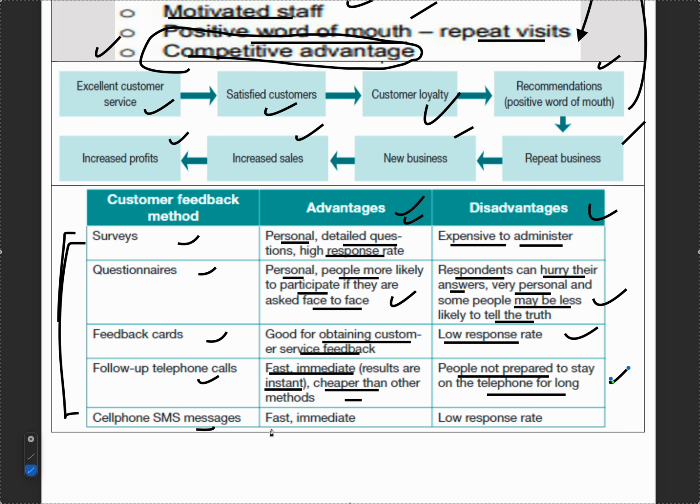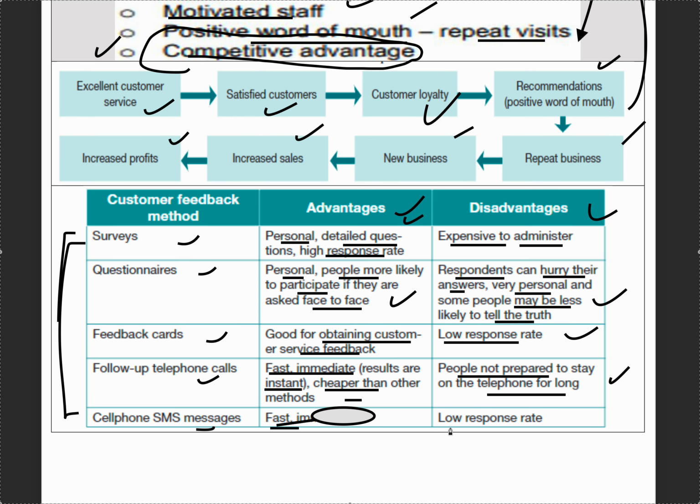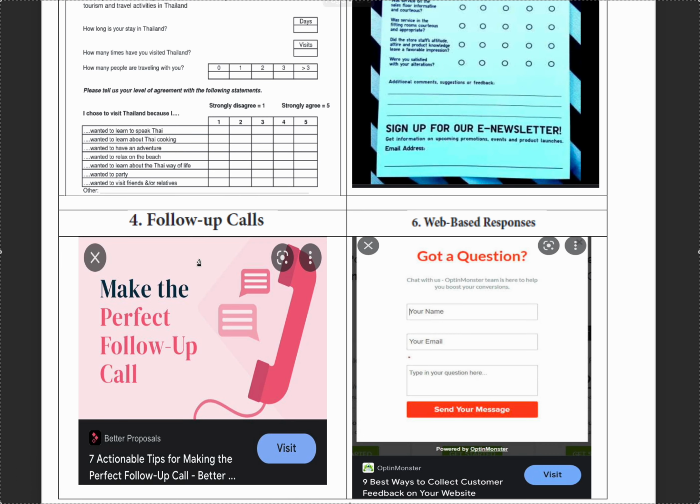They can even see how they feel in this short space of time. SMS is fast and immediate, so you receive your details faster. But it has a low response rate. In terms of SMS, the companies don't get their responses in a faster way. So the last part of our topic, communication and customer care.